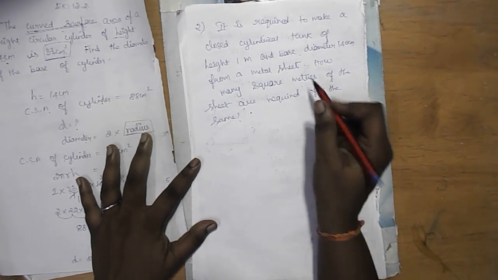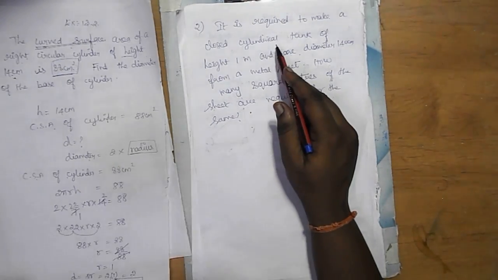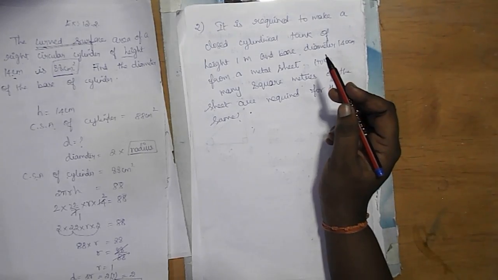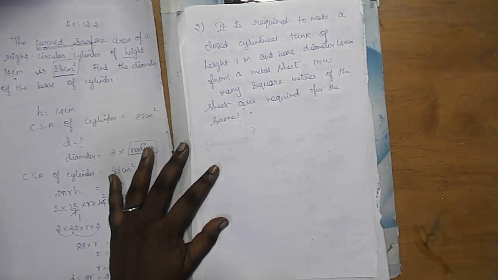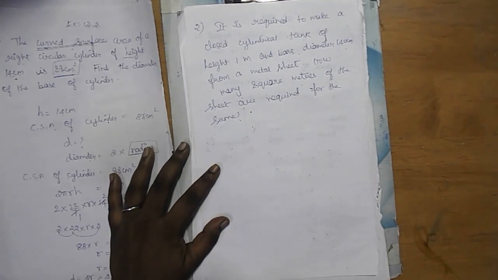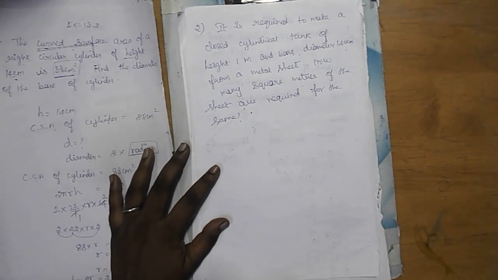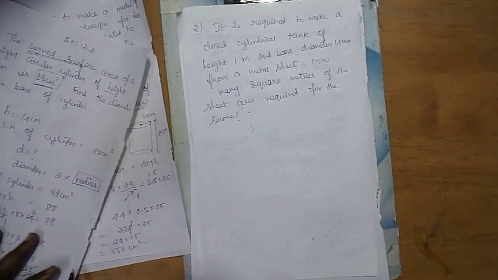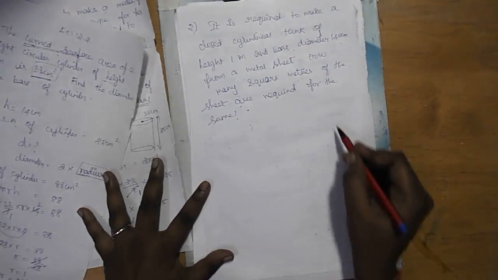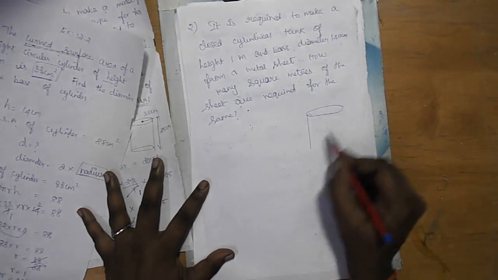Okay, it is required to make the closed cylindrical tank of the height 1 meter and the base diameter is 140 centimeter, from a metal sheet. How many square meters of the sheet are required for the same? Okay, so this is also cylindrical shape.